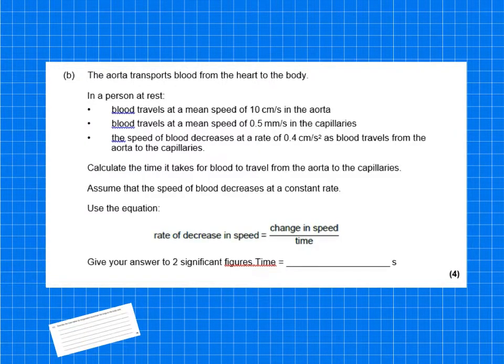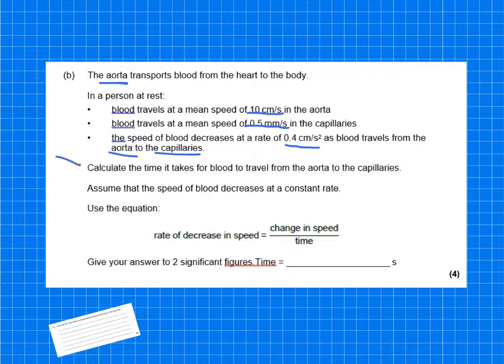Some questions will test your maths skills, okay? So in this case, this one is definitely doing that. It gives you lots of information here. It tells you the aorta transports blood from the heart to the body. At rest, blood travels at a mean speed of 10 centimeters per second. Blood travels at a mean speed of 0.5 millimeters per second in the capillaries, and the speed of blood decreases at a rate of 0.4 centimeters per second squared as blood travels from the aorta to the capillaries, because it's got to slow down to get into the capillaries.